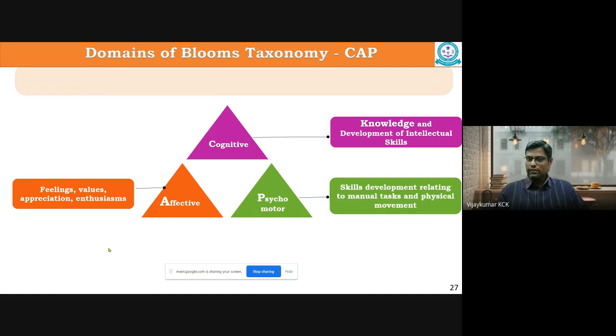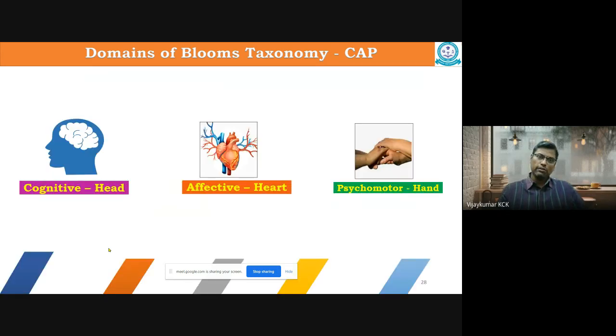Psychomotor is all with respect to actuations, that is skill, manual tasks, physical movements, all this. I think the next slide will show a different thing. Cognitive is the head, affective is the heart, and psychomotor is the hand. So we are going to assess the cognitive, that is the head part. We won't give much importance to the heart, the affective domain, and the psychomotor domain, the hand.